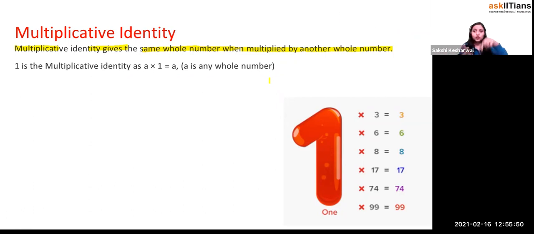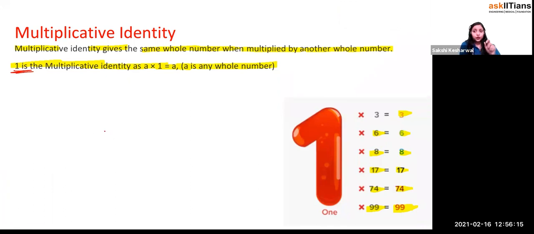1. Yes, because any number multiplied by 1 gives you the same number. So 1 is the multiplicative identity, as a into 1 is equal to a, and a is called a whole number, right? Just see an example: 1 into 3 is 3, 1 into 6 is 6, 1 into 8 is 8, 1 into 17 is 17, 1 into 74 is 74, 1 into 99 is what? 99.